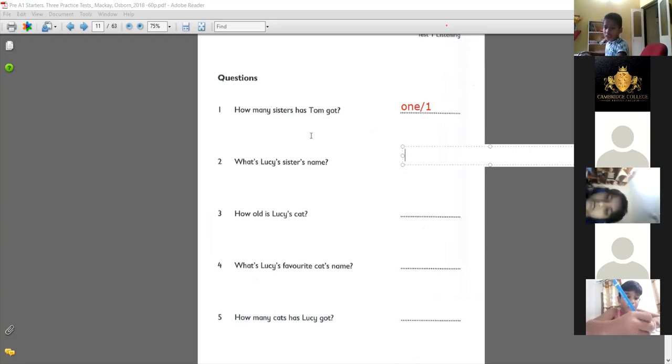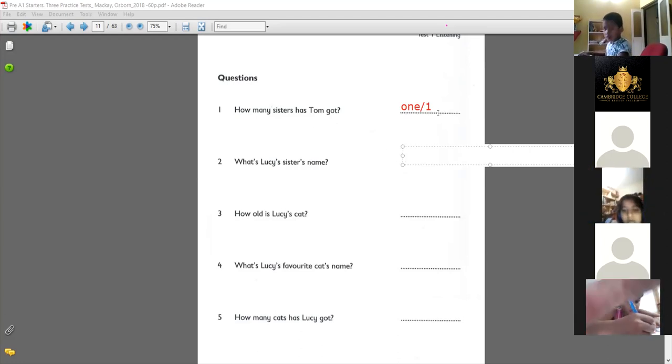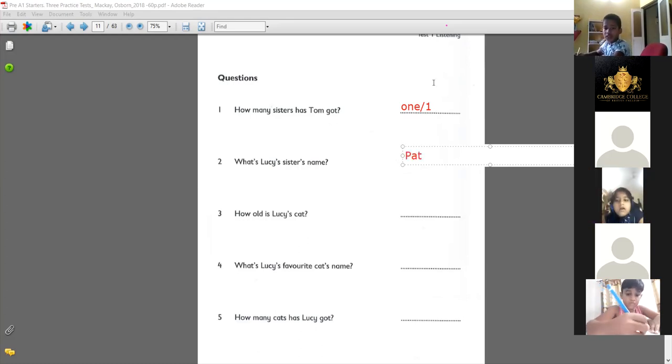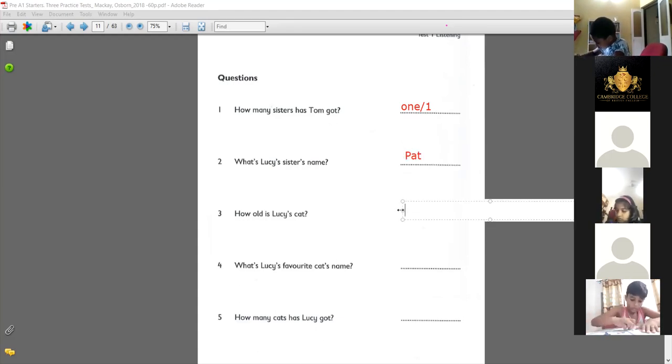First one, how many sisters Tom has got? Only one. O-N-E, 1, or else you can write the number. Okay. What's Lucy's sister's name? She is Pat. P-A-T, Pat. How old is Lucy's cat? 12. T-W-E-L-V-E, 12. Or else you can write number 12.